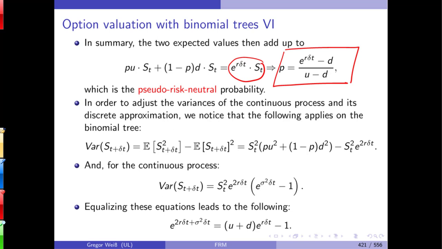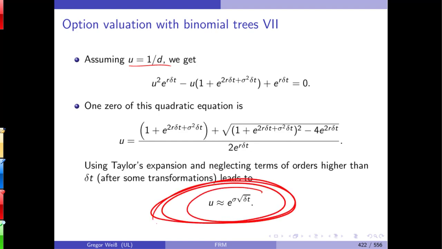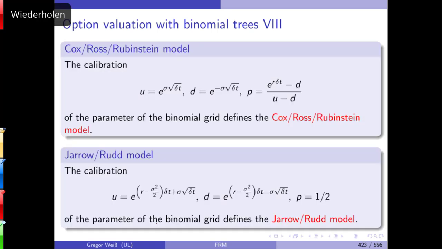So, variance has to equal this and so on. And it's a lot of algebra. We equalize the two equations. And then in the end, you get the following. We get u over d and so on, and we need to make an expansion here, and this is the final result. U is equal to the exponential function of sigma times the square root of delta t. This is the CRR model.